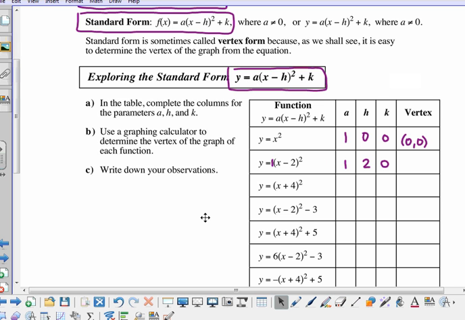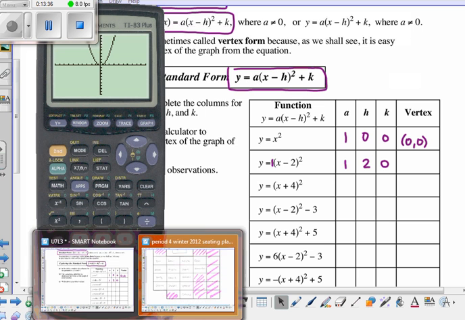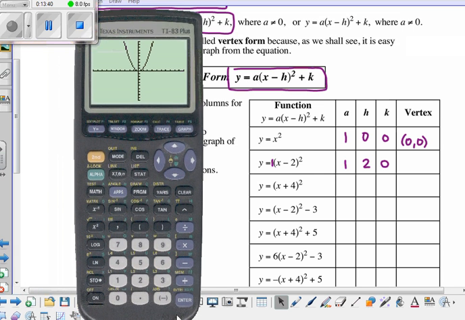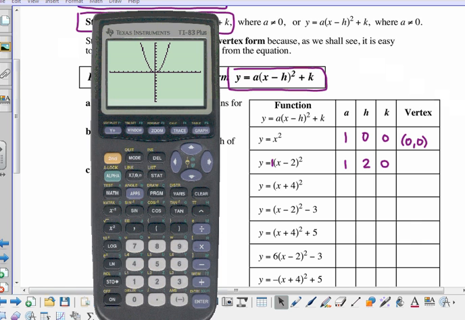So let's graph this guy. Erase that plus 0. Let's graph it. Okay, so y equals, I want you to bracket x minus 2 squared and graph.